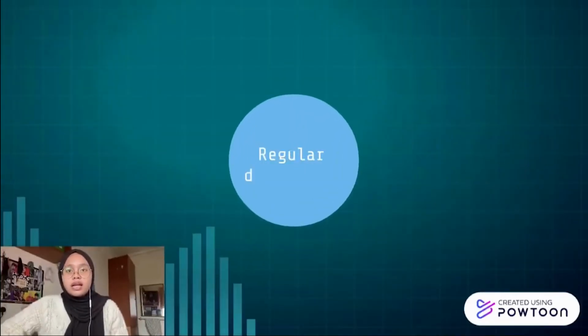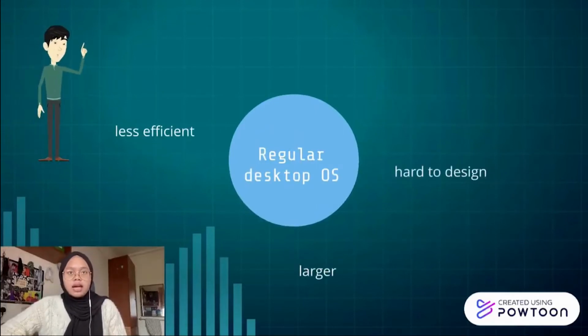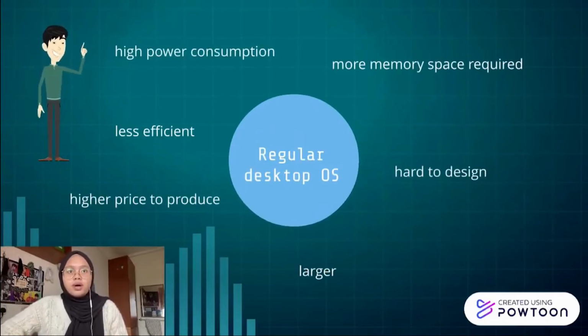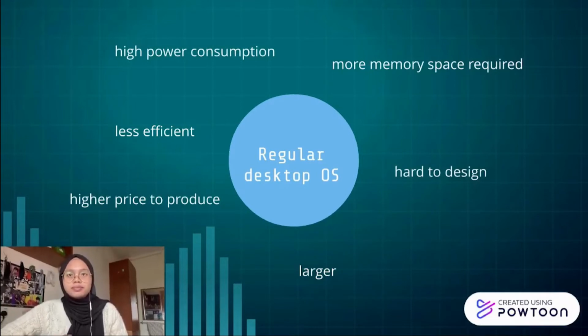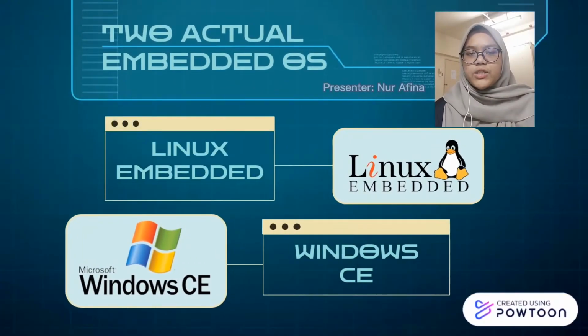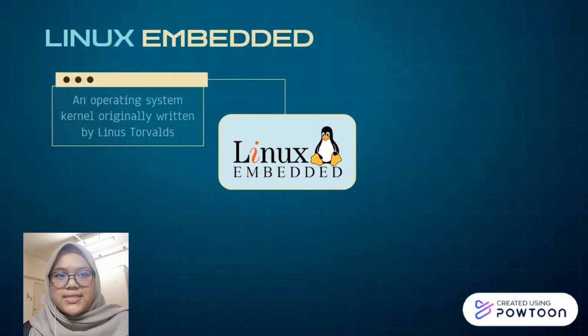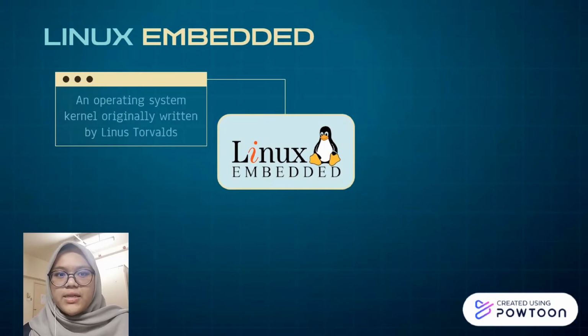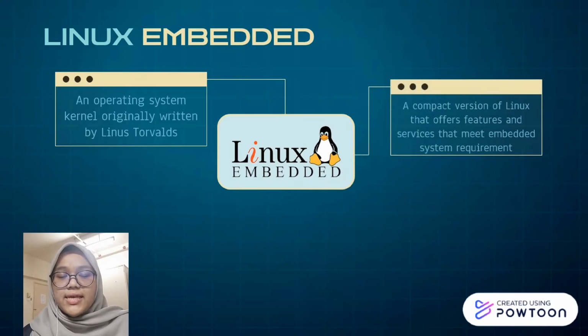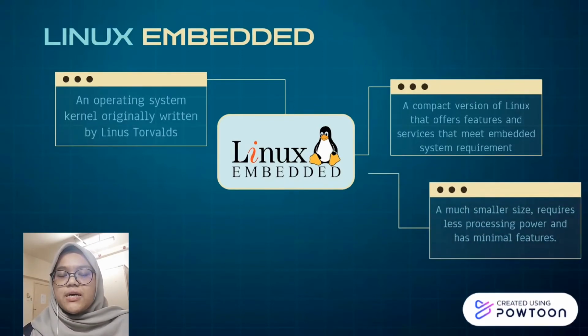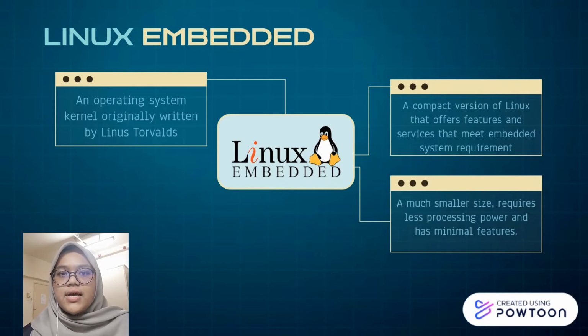Regular desktop OS are less efficient, larger, hard to design, higher price to produce, require more memory space, and have high power consumption. I will be explaining two actual embedded OS, which are Linux Embedded and also Windows CE. Linux is actually an operating system kernel originally written by Linus Torvalds. Linux Embedded is a compact version of Linux that offers features and services that meet embedded system requirements. It is much smaller in size, requires less processing power, and also has minimal features.